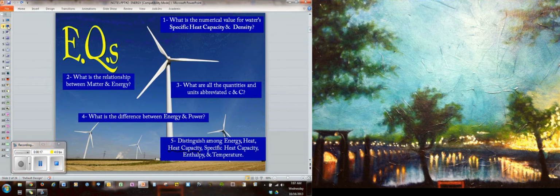The first one, specific heat capacity and density of water. Why water? Because it's the most awesome compound on the planet. 70% of the surface is water. You should already know the numerical value for density, so today we're going to learn specific heat capacity.